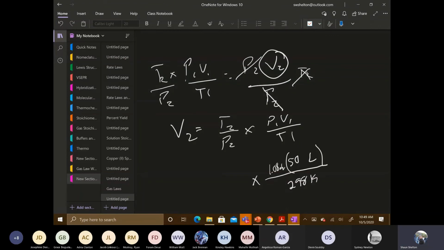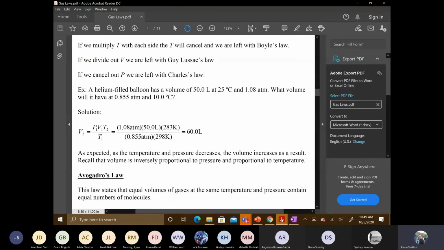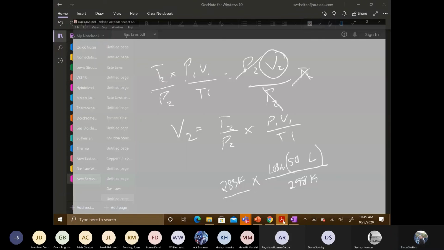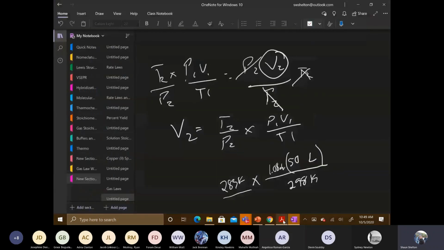Now we look at T2 and P2. T2 was 10 degrees Celsius, which is going to be 283 Kelvin, divided by P2. What volume will it have at 0.855 atmospheres? So P2 is 0.855 atmospheres. The hardest part is getting everything put together.